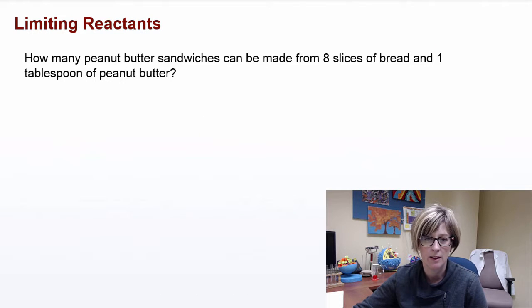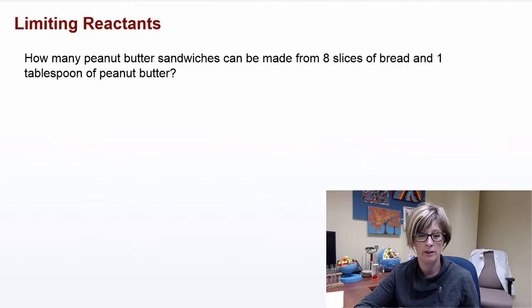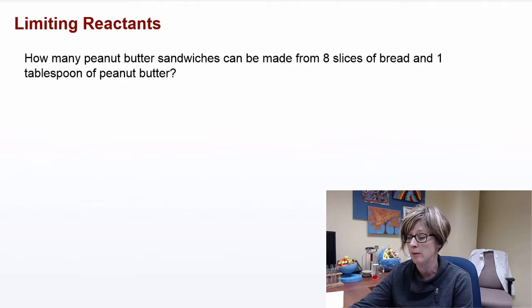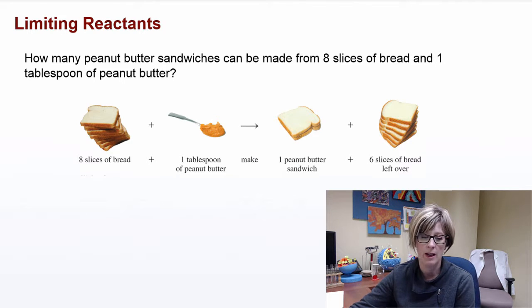Let's look at another example with the same peanut butter sandwich model. So in this example, we're making peanut butter sandwiches. We've got 8 slices of bread still, but our peanut butter is different. Now we've got just 1 tablespoon of peanut butter. So how many sandwiches could you make with that? If you've got 8 slices of bread and 1 tablespoon of peanut butter, you could only make 1 sandwich.